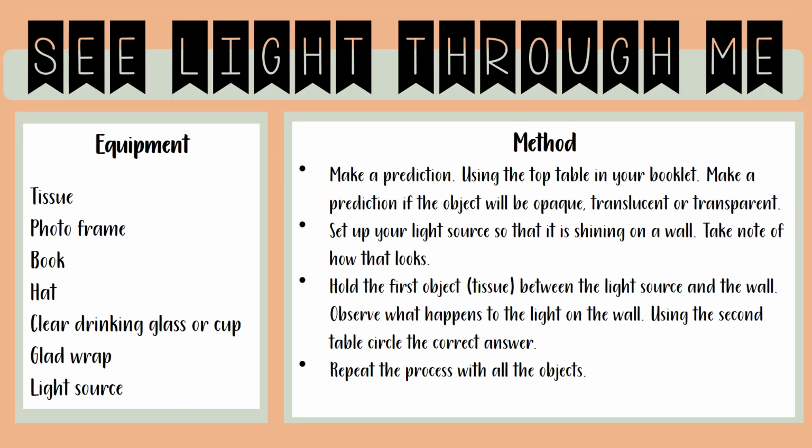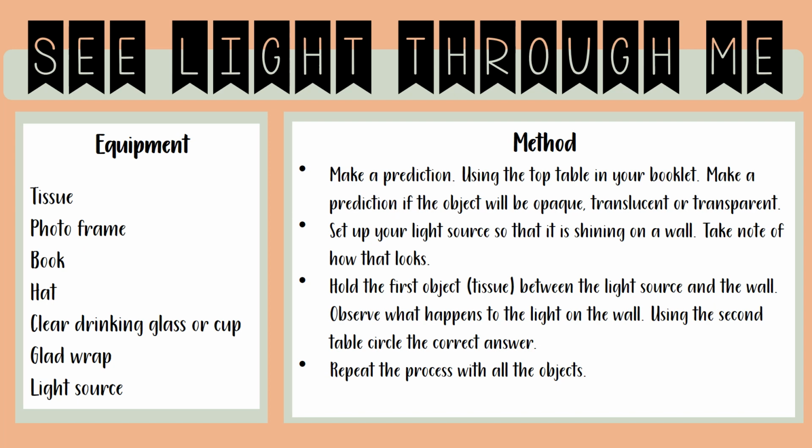Now, in your booklets, if you have a look in Monday's section, there is a science experiment. It's called See Light Through Me. The equipment that you need are tissues, a photo frame that's empty with no photo in, a book, a hat, a clear drinking glass or a clear cup, Glad wrap, and a light source. So we can use the torch again from our phones, or if you use something else, that would be wonderful.